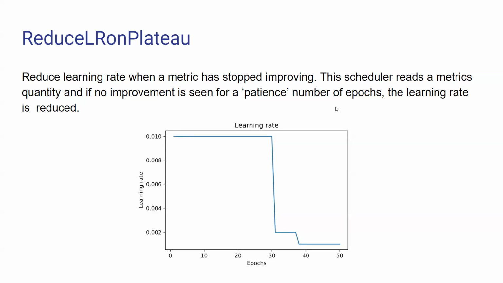So this is a good one because it monitors a specific metric. It's not just arbitrarily reducing the learning rate. It keeps it as high as possible until you stagnate and then lowers it so that you can improve.